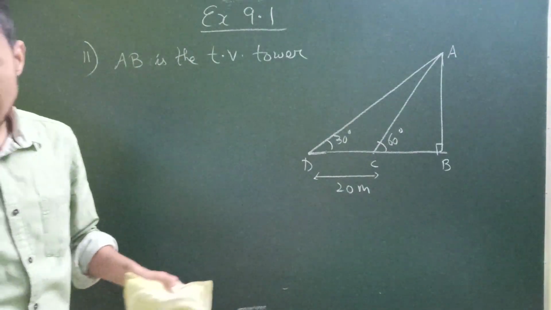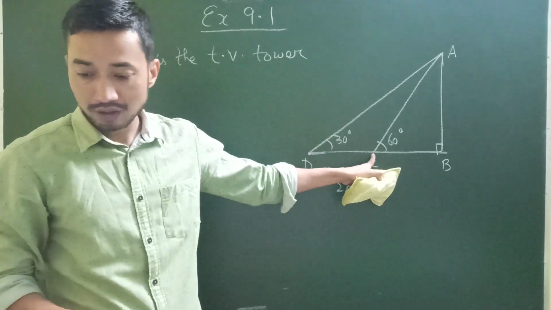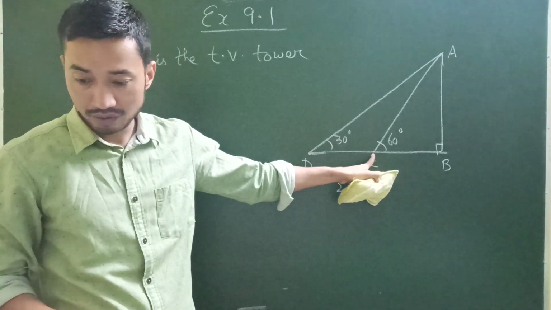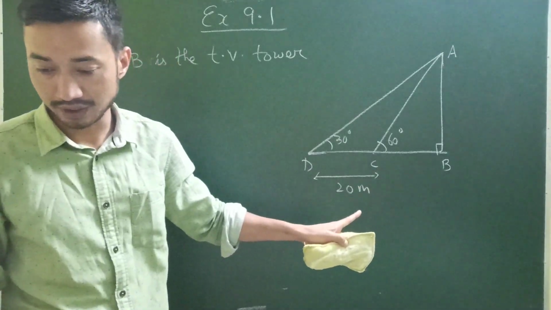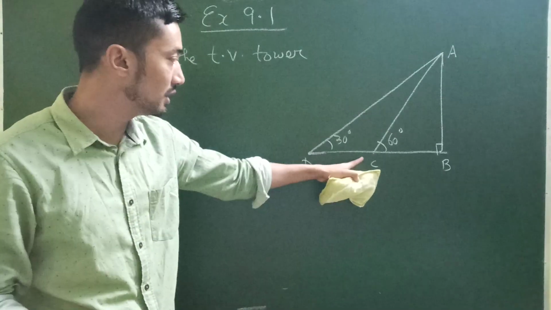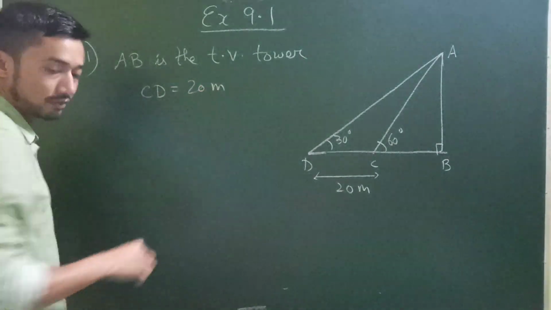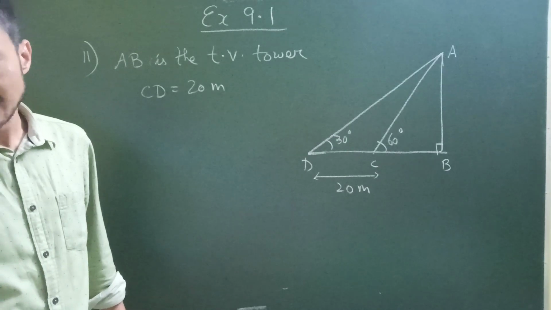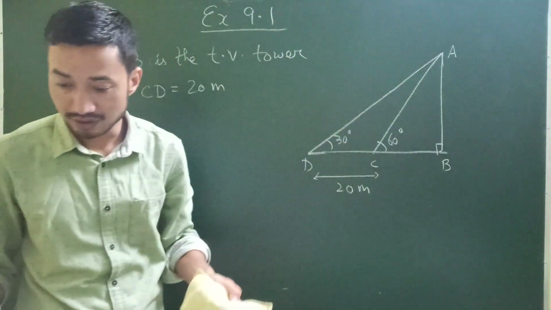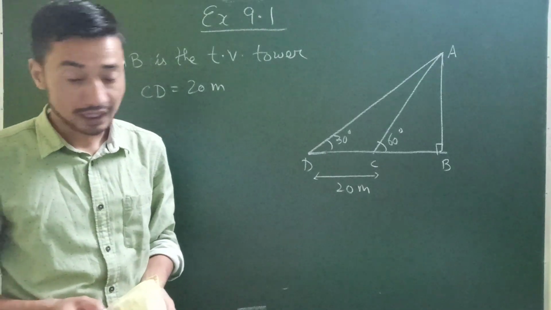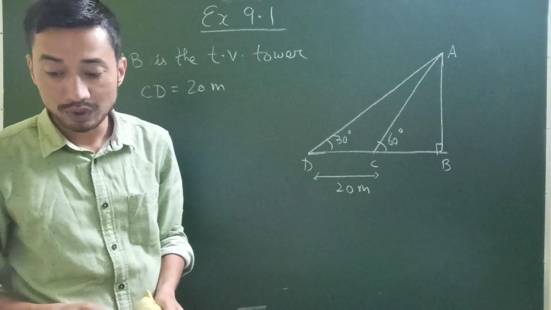From a point on the other bank directly opposite to the tower, the angle of elevation of the top of the tower is 60 degrees. Already explained in the figure, no need to write again. From another point 20 meters away, so let CD be 20 meters, the angle of elevation of the top of the tower is 30 degrees. The question is, find the height of the tower, that is AB, and the width of the canal.